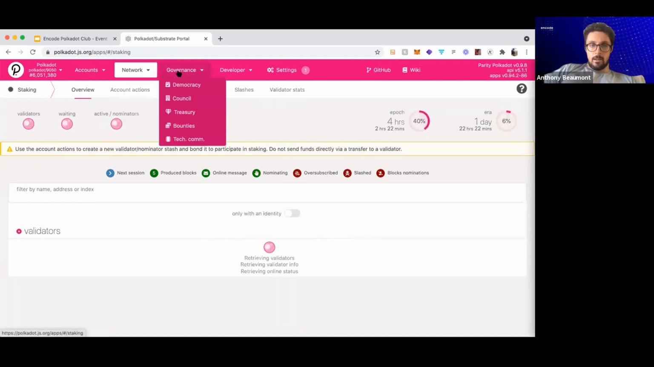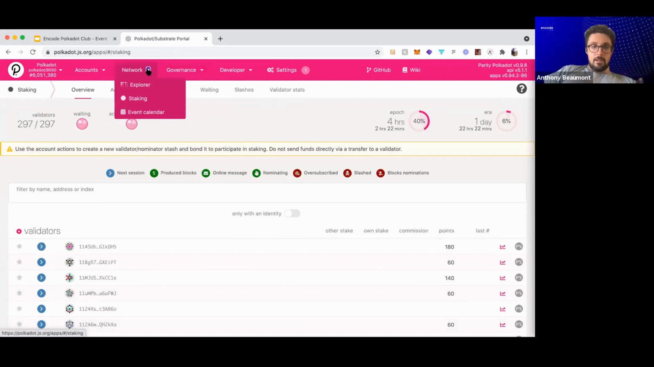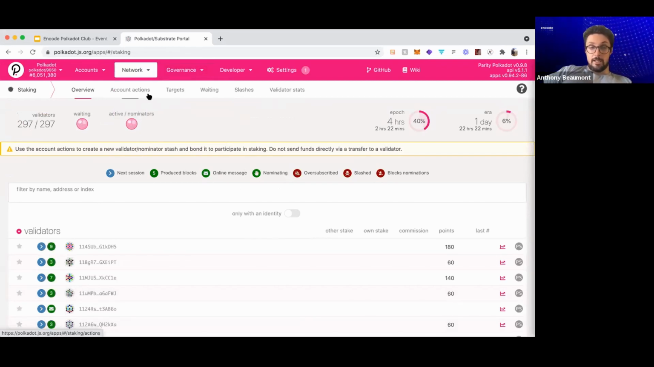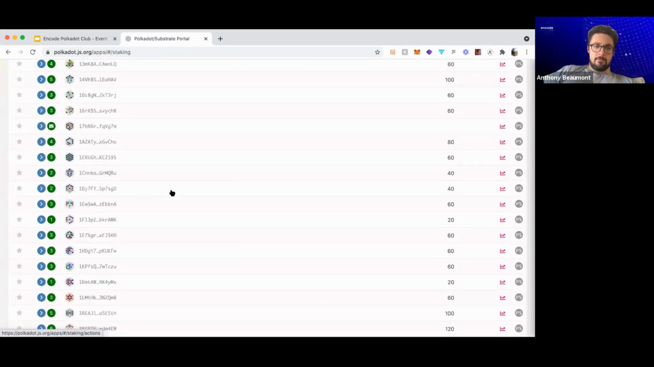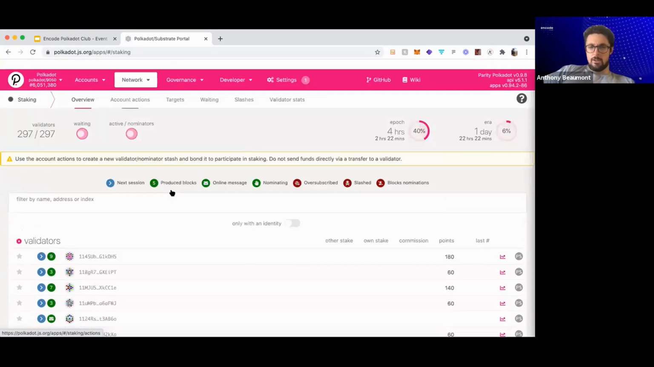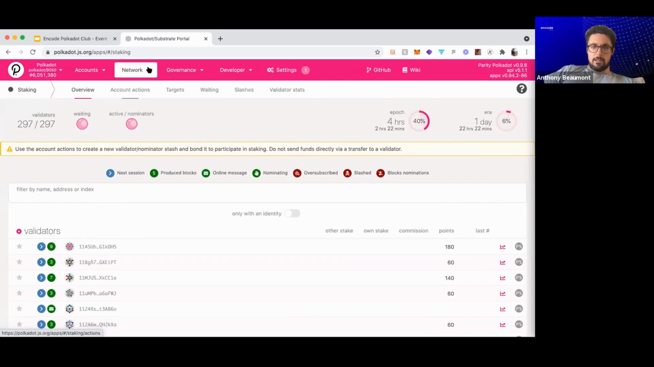Anyway, I can show you this stuff while it's loading. If you do want to become a nominator, you go to account actions, you put your stake in, and you can start earning rewards. You do need to identify validators you trust, but there are various articles on how you should do that online, or you can message me if you're unsure.